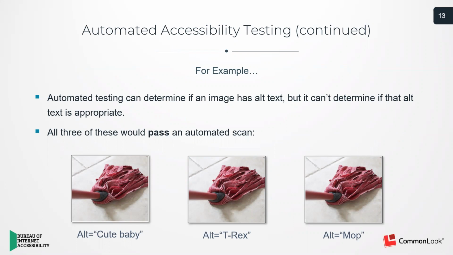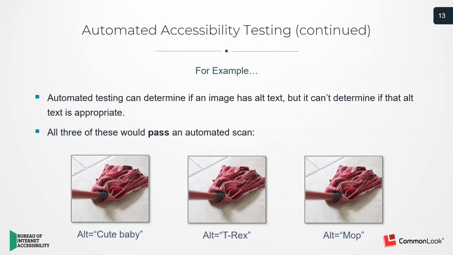So here, what we're looking at is an example of automated testing. An automated scan can determine if there's an image and if that image has alternative text associated with it. However, it can't detect if it's proper alternative text. So here we have three images, they're all the same image of a mop on the floor. And underneath each image, as if an automated scan went through it, it will detect that, yes, it will pass because it has alternative text associated with it.